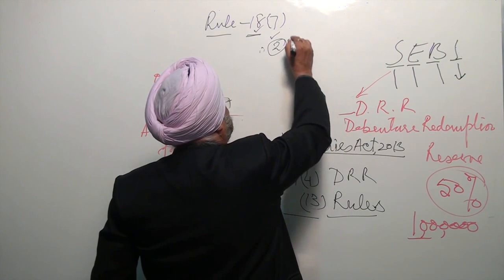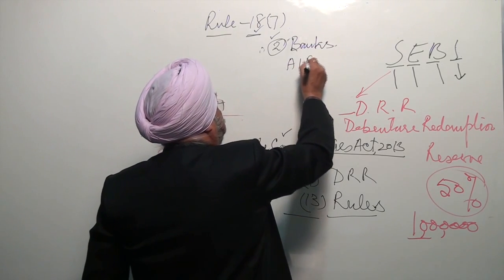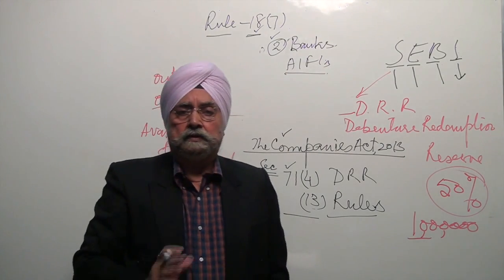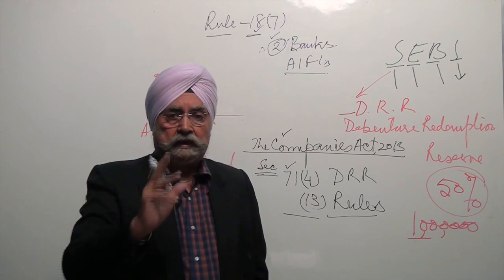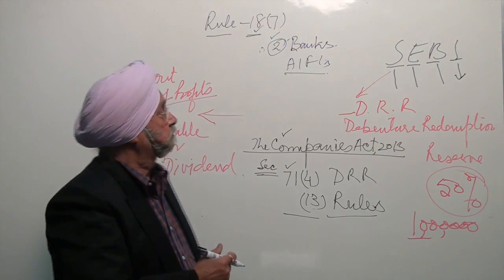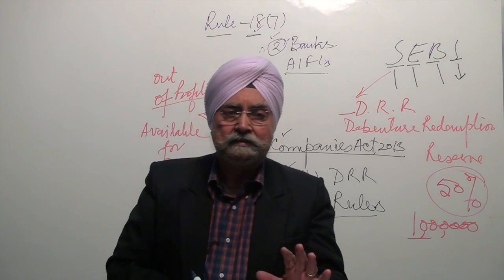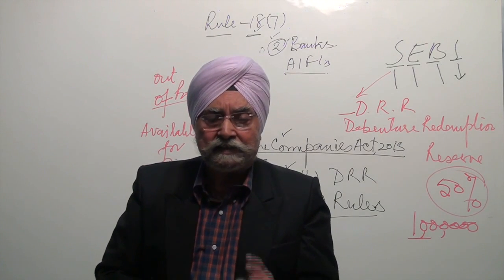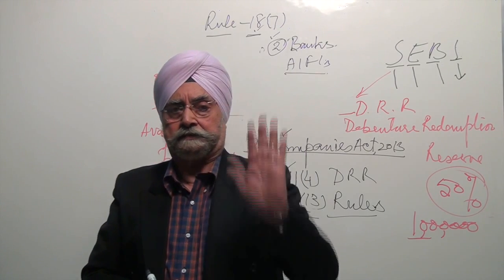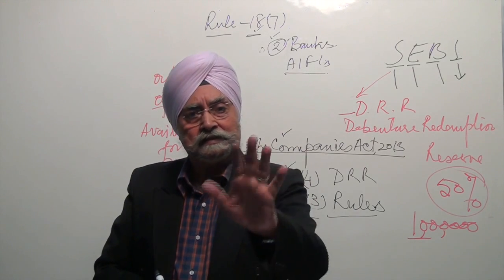One is banks, the other is All India Financial Institutions. These two are exempt. No other company is exempt. Another important change which has come into effect is that under this rule, all companies will now create a DRR compulsorily, not less than 25%. SEBI's rule is 50%. It still stands.